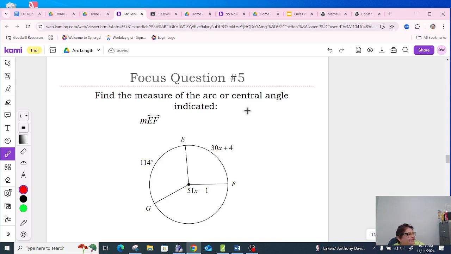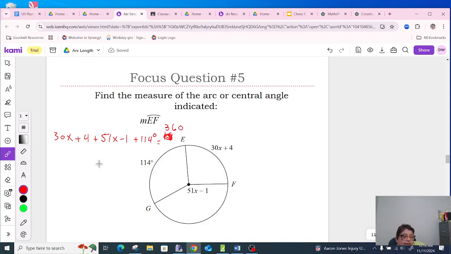She said the magic number of how much is in the whole circle? 360 is a whole circle, right? And so if I add all the pieces together, it should add up to 360. So I would do 30x plus 4 plus 51x minus 1 plus 114 has to equal 360. Why was I going to put 180 when I just said 360?